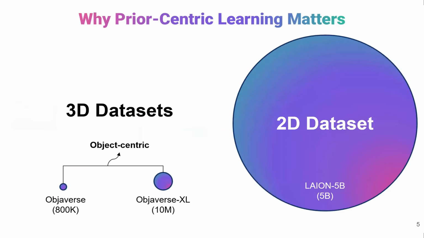Another really good motivation to using priors is that high quality data is really expensive to get. Here we can see that 2D data is 100x larger than 3D datasets. This 2D data is widely available on the internet to us, but 3D data is highly curated and created by artists with significant effort.